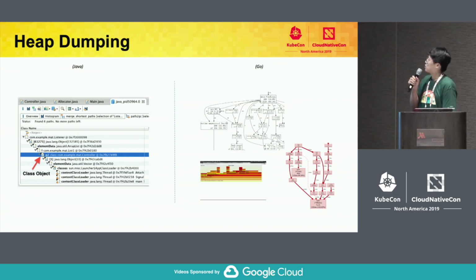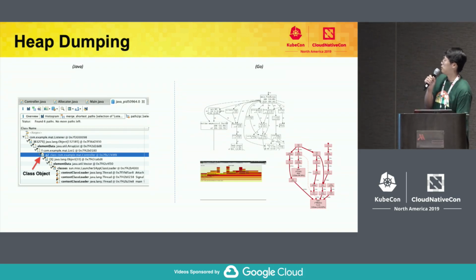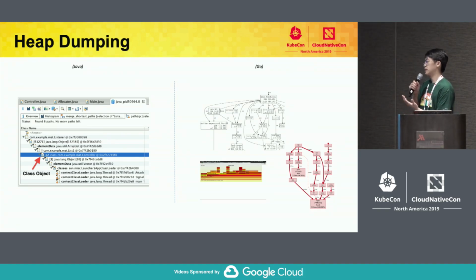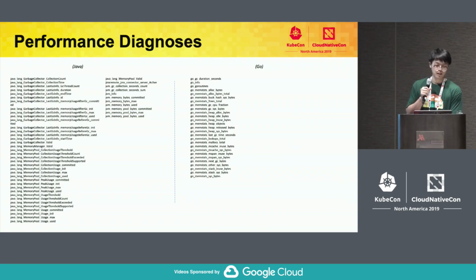On the right side, there are beautiful pictures printed by Go tooling. They show memory allocations and CPU consumption. They look really good, but they won't help us find out the detailed status inside the controller.